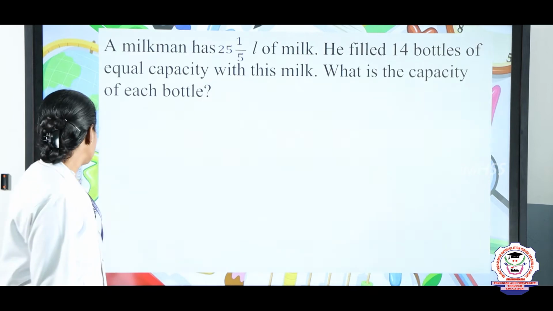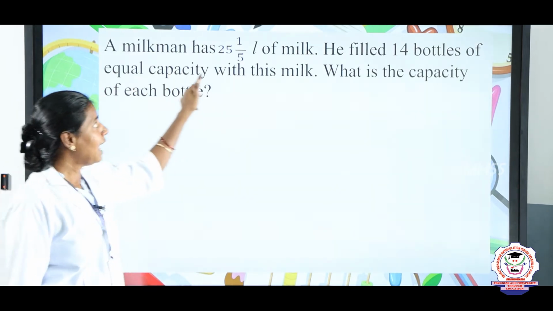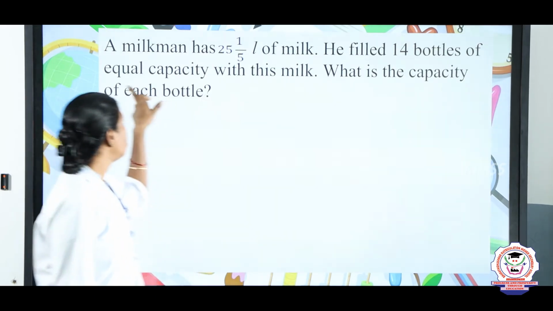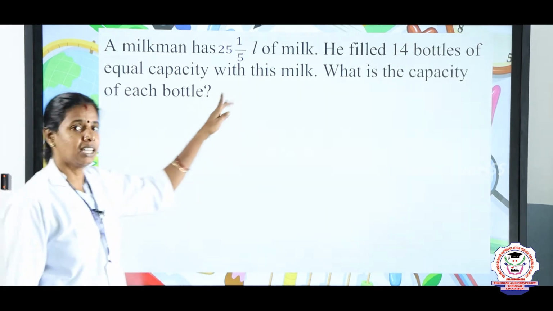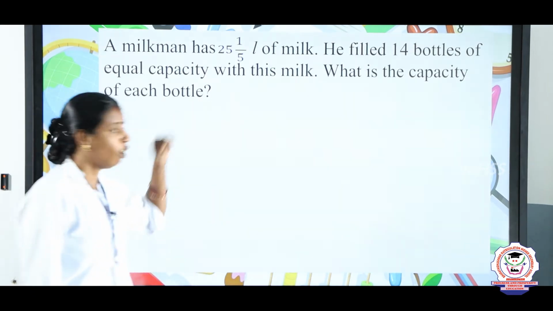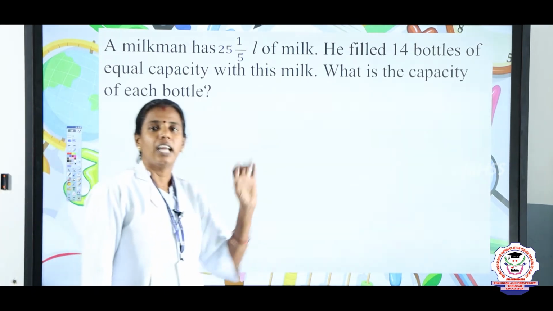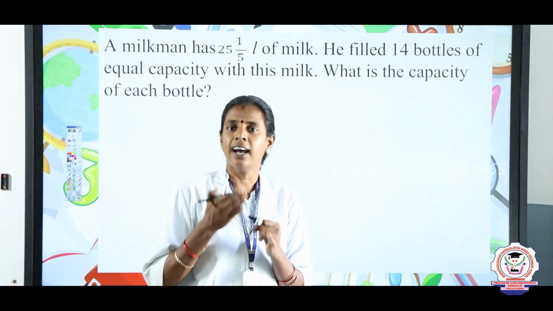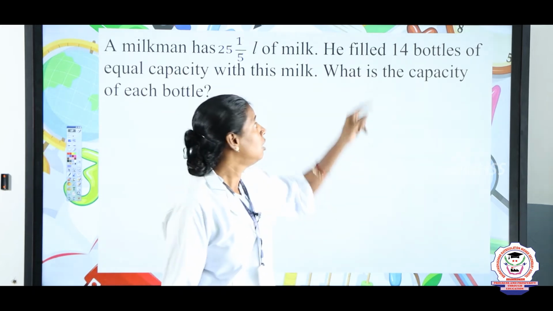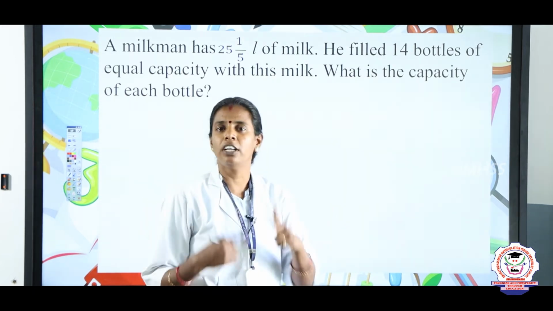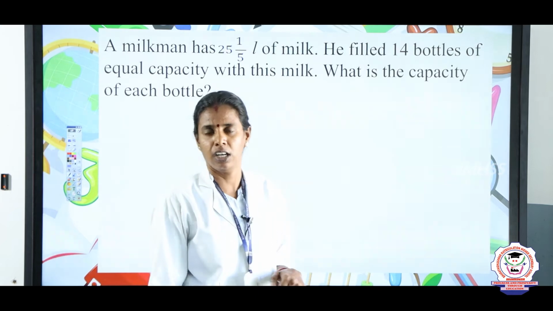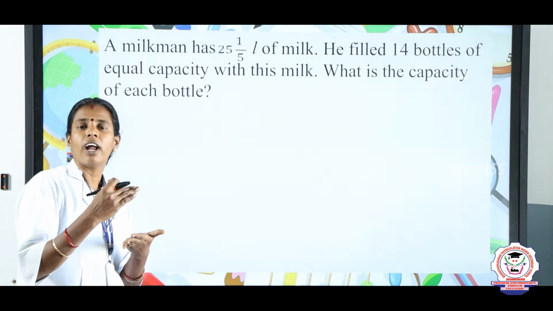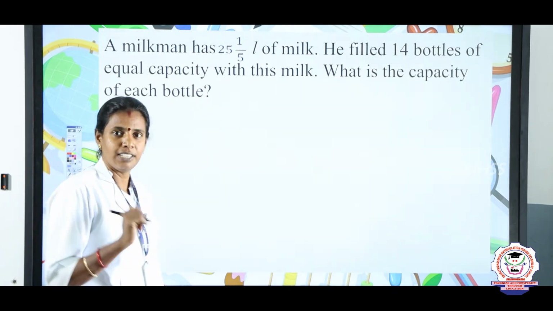See, the question is, a milkman has 25 1/5 liter of milk. He filled 14 bottles of equal capacity with this milk. What is the capacity of each bottle? Is it clear? The total capacity is given and it should be shared equally in 14 bottles, and we are going to find the capacity of one bottle. So, how are we going to find it? If it is given for more and we need to find for 1, we will divide, right.